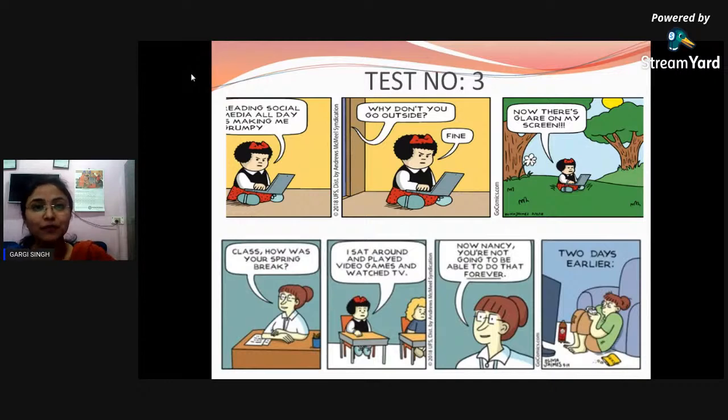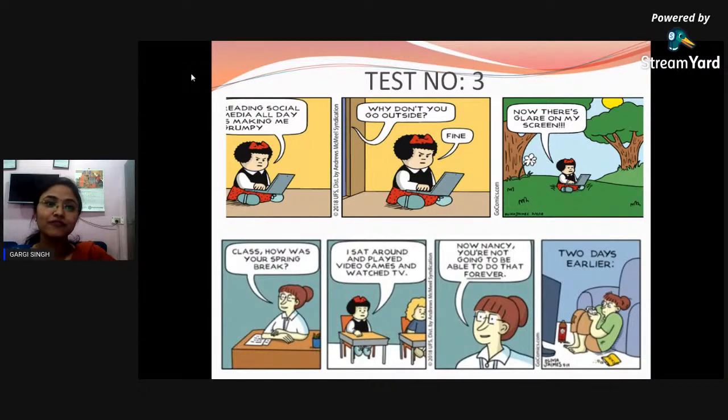So I have brought 2 comic strips for you. And this comic strip is from a very popular comic character, that is Nancy. So both the comic strips are from her character only. I'll be reading this for you to make it easier for you to understand.